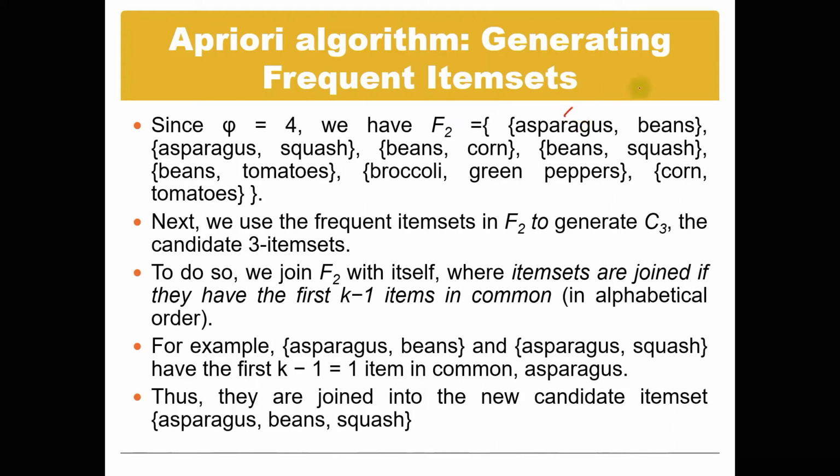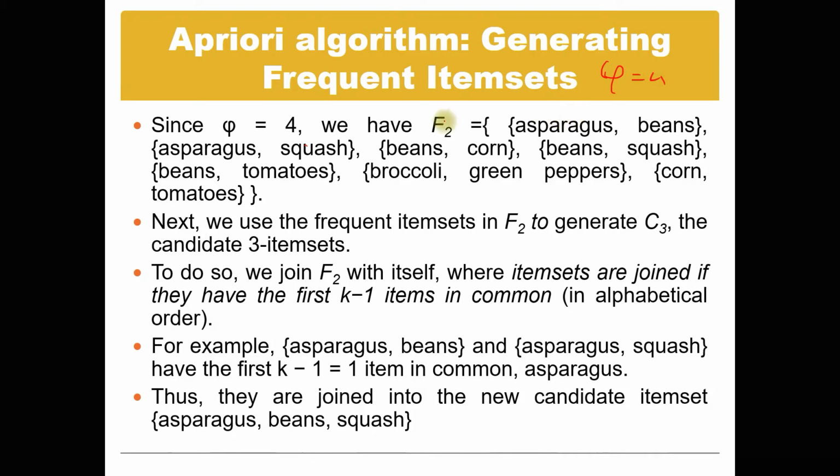If buy asparagus, then buy bean. If buy bean, then buy asparagus. If buy asparagus, then buy squash. If buy squash, then buy asparagus. If buy bean, then buy corn. If buy corn, then buy bean. And it goes on like that. You have all the rules that can be developed from that that will satisfy a minimum threshold of 4 that we said earlier. That is, our phi is equal to 4.